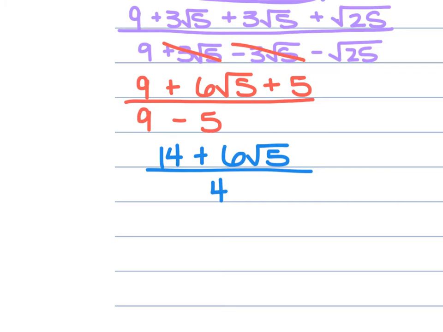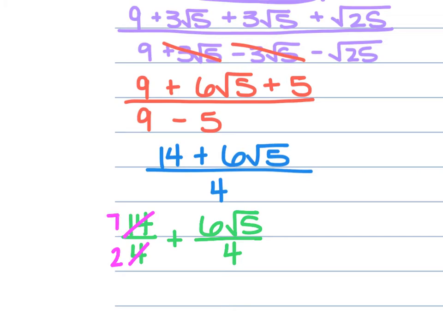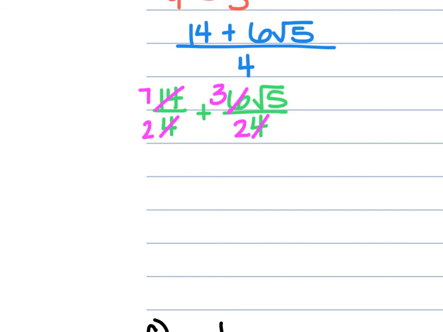Think about this. This is the same thing as saying 14 over 4 plus 6 square root 5 over 4. Can you simplify? Yes. The 4 and the 14 are both divisible by 2, so this is going to be 7 over 2. The 6 and the 4 are also divisible by 2, so the 4 becomes a 2, the 6 becomes a 3. So you could leave it 7 over 2 plus 3 square root of 5 over 2, or you can bring it back together, which I prefer to do, to give myself 7 plus 3 square root 5 all over 2.